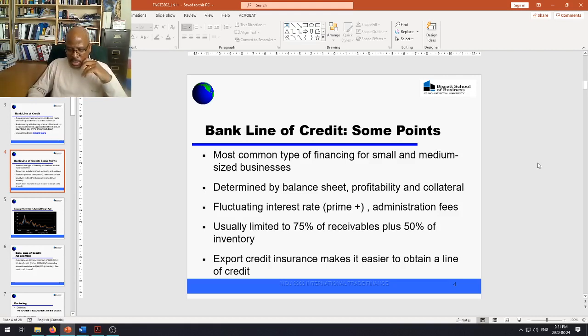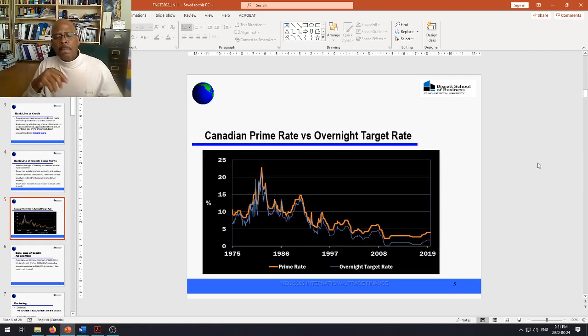What we can say in terms of interest rates is that the prime rate is the interest rate that commercial banks charge their most preferred clients, that is their big corporate clients. The prime rate is usually based off the bank rate, the so-called overnight target rate. And here's a chart that shows the close relationship between the overnight target rate, the bank rate, and the prime rate, which is the blue line here.